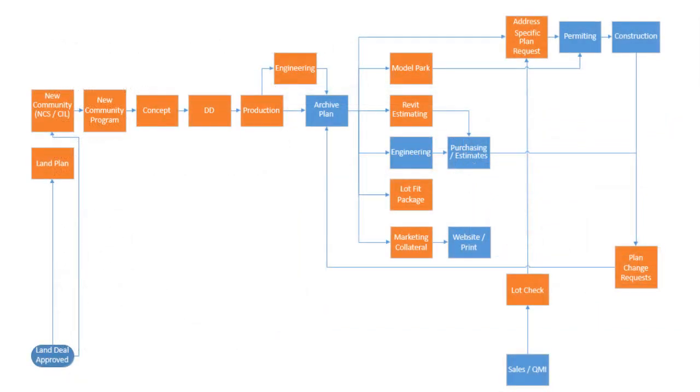The design team projects start with a land deal. Either land or completed lots are approved or in negotiations with the division teams. Divisions will reach out to the design team to let them know that we need product for those new communities.